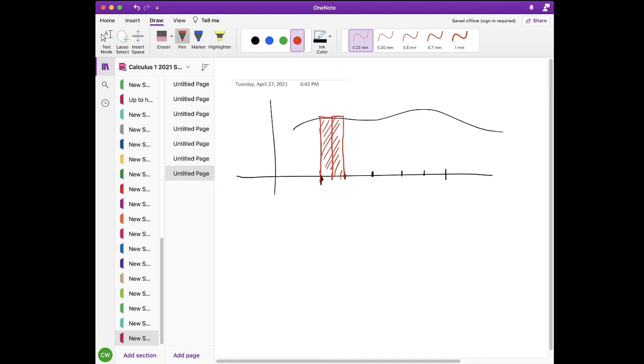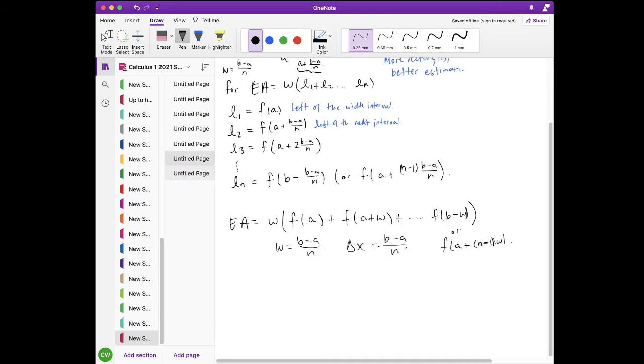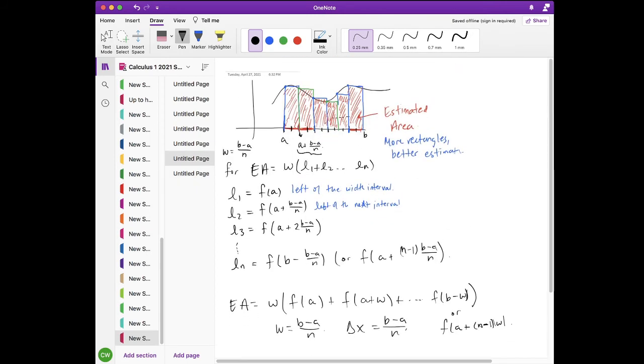So where your f now is evaluated at half of, so it'd be a plus w minus a over 2. So the midpoint. Yeah, so this is particularly called the left endpoint, left rectangle approximation.